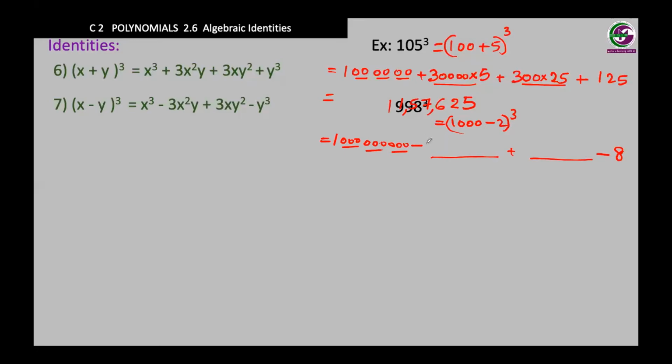Now let's write the second term. 3 times square of the first term times second term. Now 3 times first term times square of the second term. Now we can take the positive terms together and subtract the second and last term, so that you will get the answer. 994,011,992. It's a huge number.